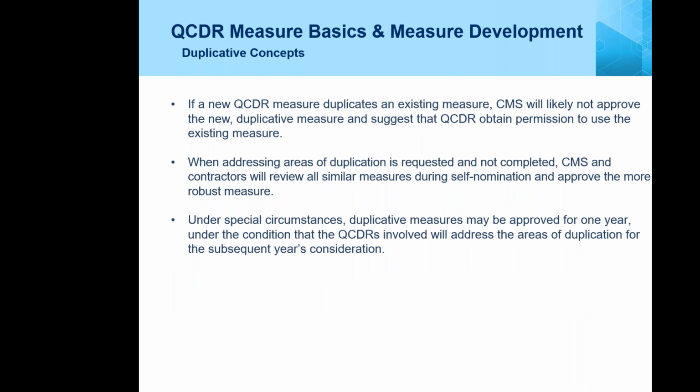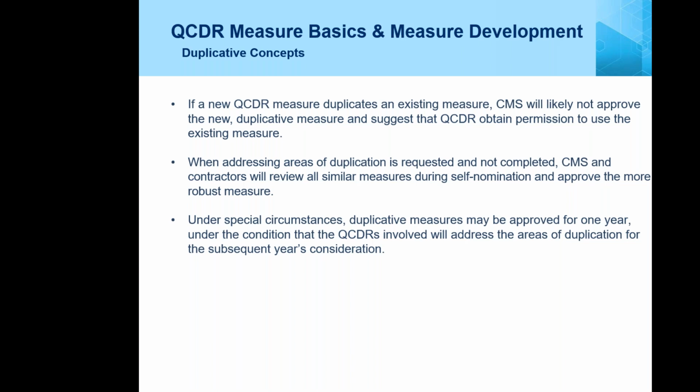So what happens if a new QCDR measure duplicates an existing measure? Well, CMS will likely not approve the new duplicative measure and suggest that the QCDR obtain permission to use the existing measure that's similar in concept. If CMS does request that one or more QCDRs work to address areas of duplication and that request is not completed, then CMS and the contractors will review all similar measures during the self-nomination period and approve the most robust measure.